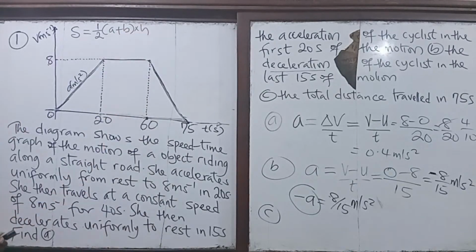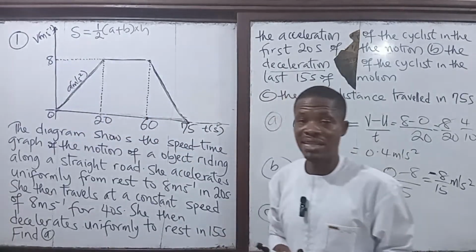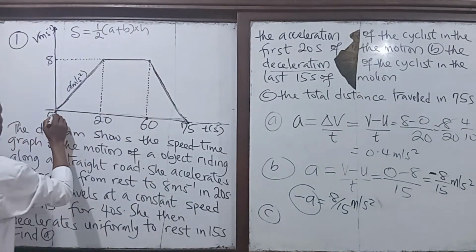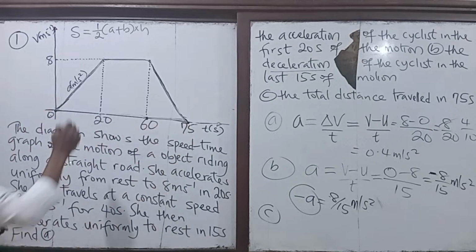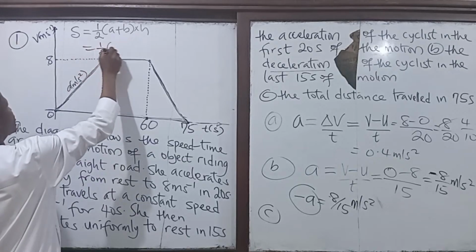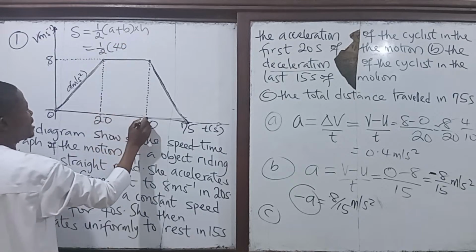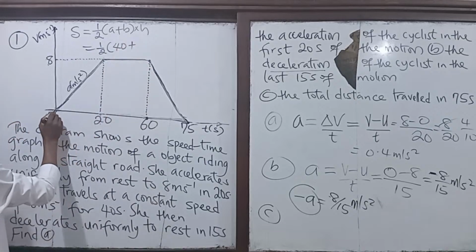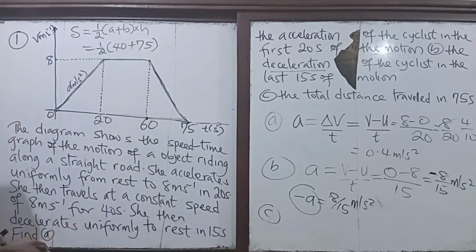The A and B are the two parallel sides. This is one parallel side, and this is another one from here to here. So it's going to be half times, from here to here, that's 40. 60 minus 20, that's 40, plus the interval from the beginning to the end, that's 75. Those are the two parallel sides of the trapezium.